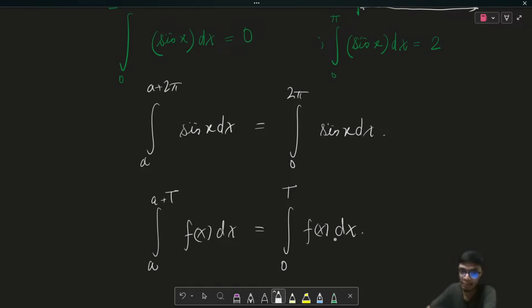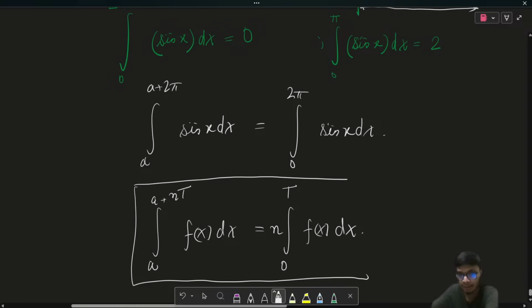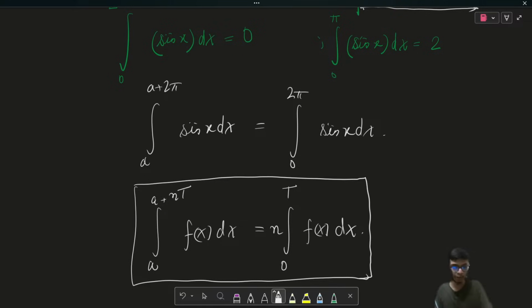Right? Now I can have multiple modifications to it. I can combine this and write it as n times T, then I just have to multiply with it. That's it. Simple relation as it is. Simple and short, right? So I hope this is clear.